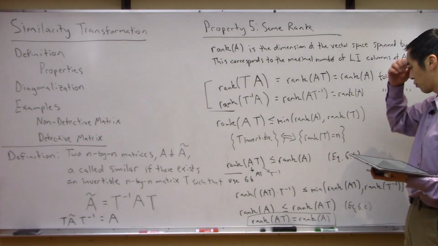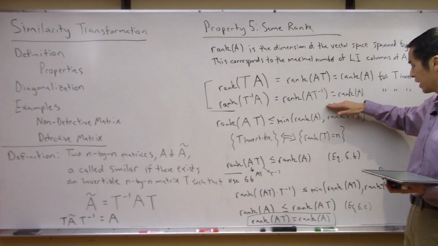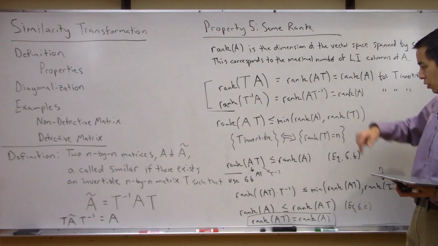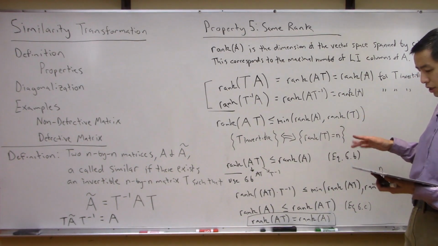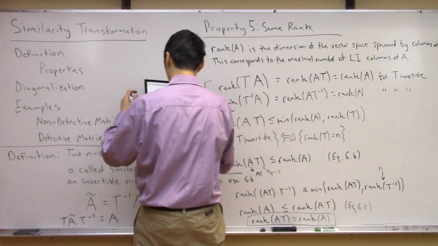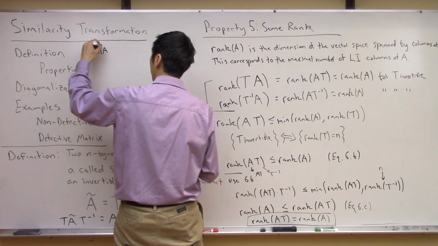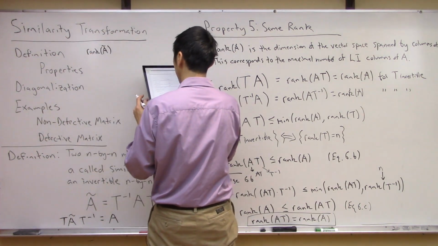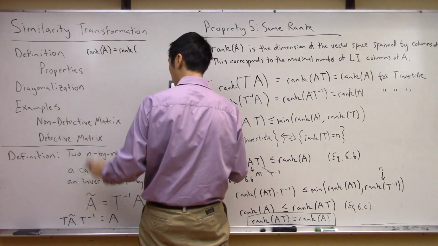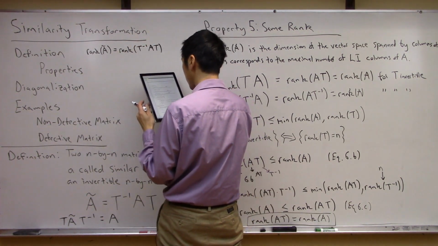I know I said we wouldn't try to prove too much of this, but I think this is somewhat useful because it gets us in the mood for applying this result to our similarity transformation. I'm running out of space, so let's come over here. Let's look at the rank of A tilde. What is A tilde? A tilde is just T inverse AT.